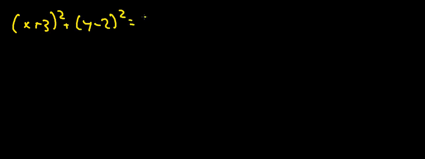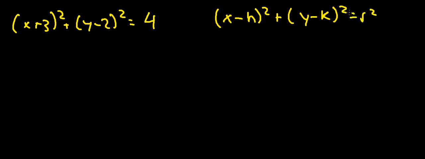Let's say I have (x plus 3) squared plus (y minus 2) squared is equal to 16. Or we'll make it even easier, we'll do 4, that way it's not so big. So again, this is the way the equation of a circle goes: (x minus h) squared plus (y minus k) squared is equal to r squared.